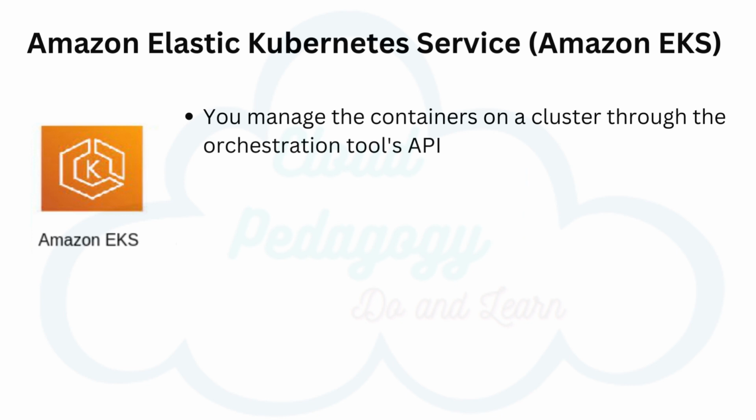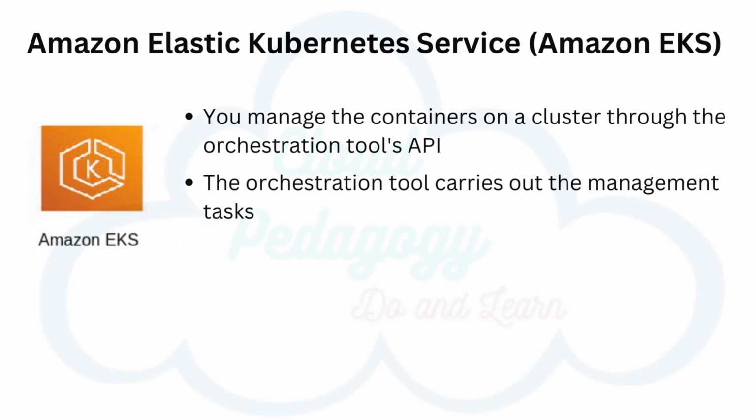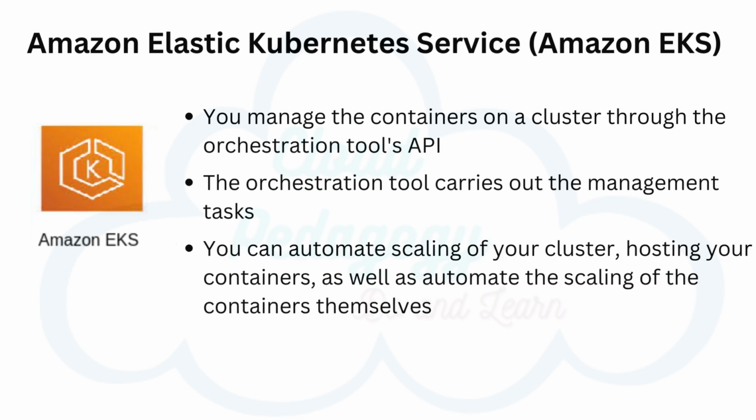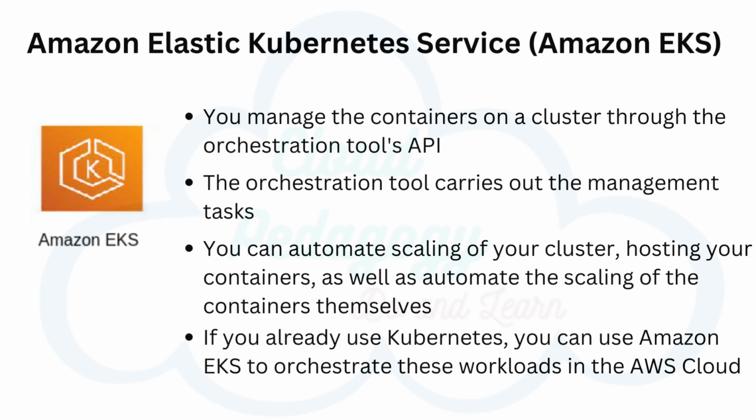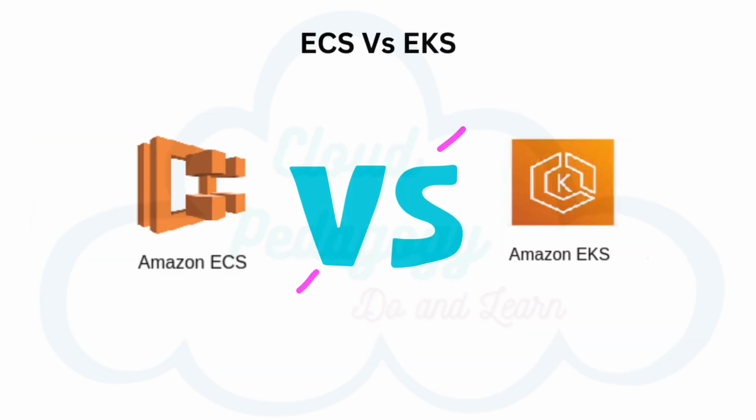The way you interact with these container services is you manage the containers running on a cluster through the orchestration tool's API. And then the orchestration tool carries out the management tasks for you. You can automate scaling of your cluster hosting your containers, as well as automate the scaling of the containers themselves. If you already use Kubernetes, you can use Amazon EKS to orchestrate these workloads in the AWS cloud. Amazon EKS is conceptually similar to Amazon ECS, but there are some differences.